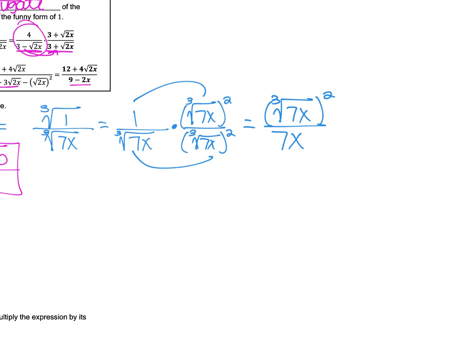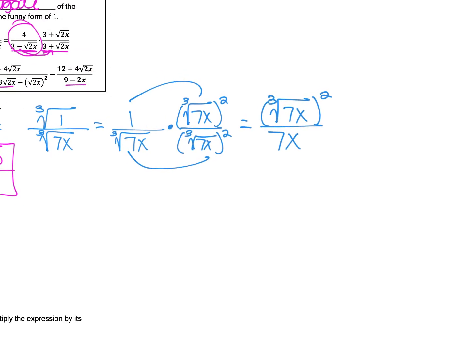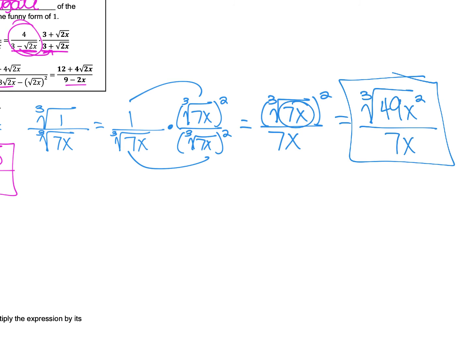And then that squared piece, remember we've talked about that, that can also be on the inside. So you're going to square this inside piece. So I'm going to take the cube root. It means the same thing as 7x times 7x, which is 49x squared over your 7x. So I'll accept either of these numerators here.